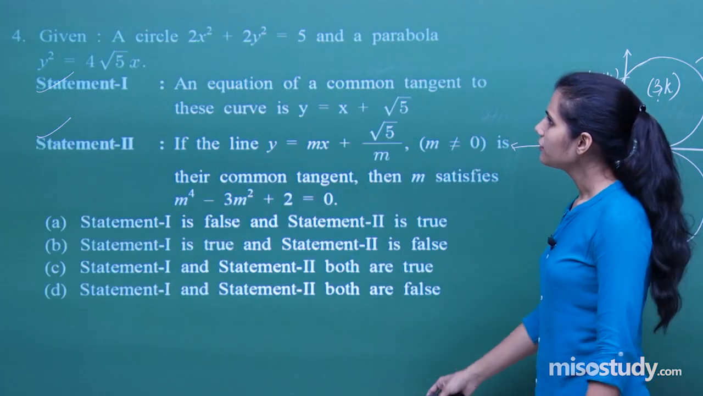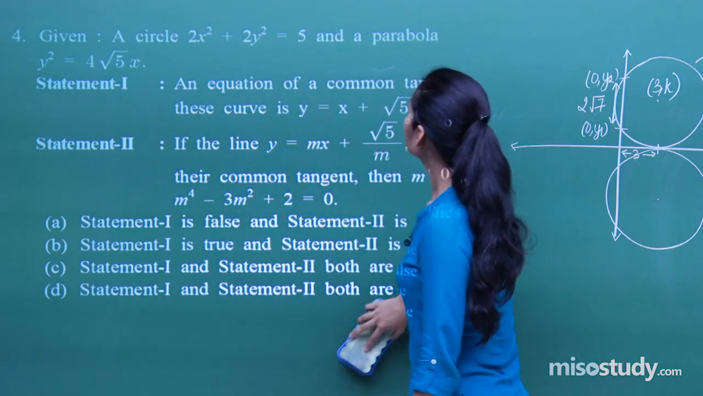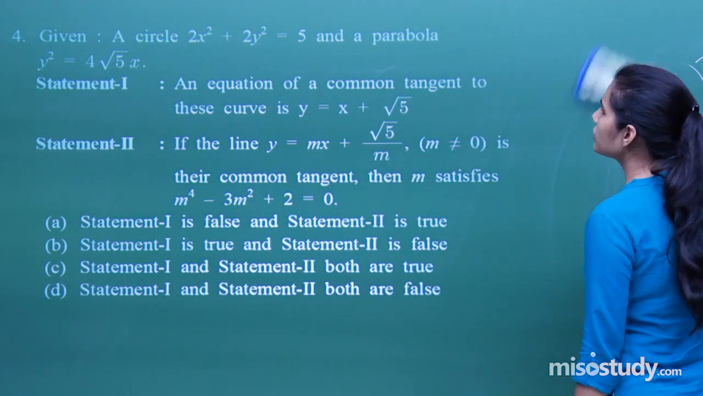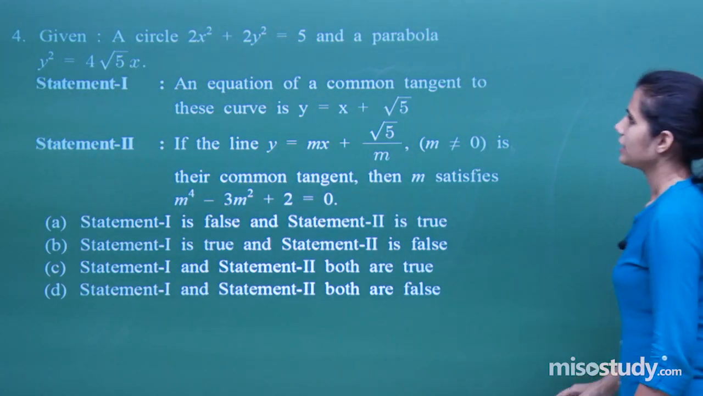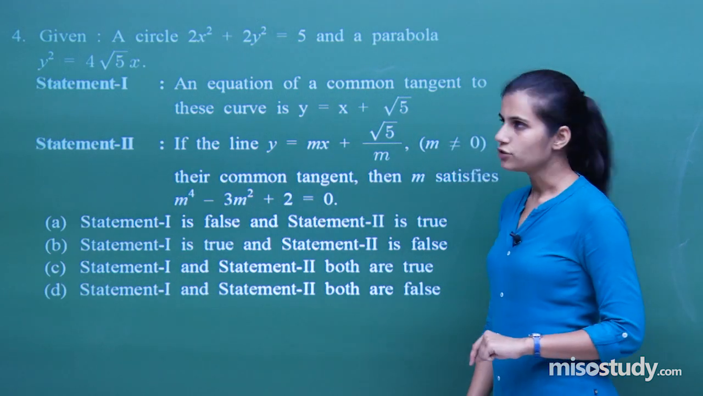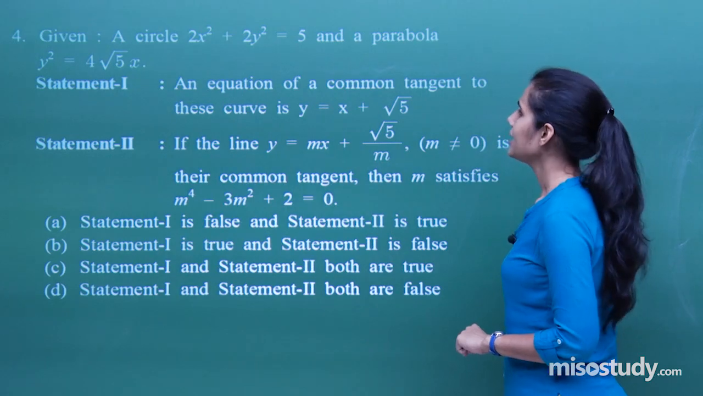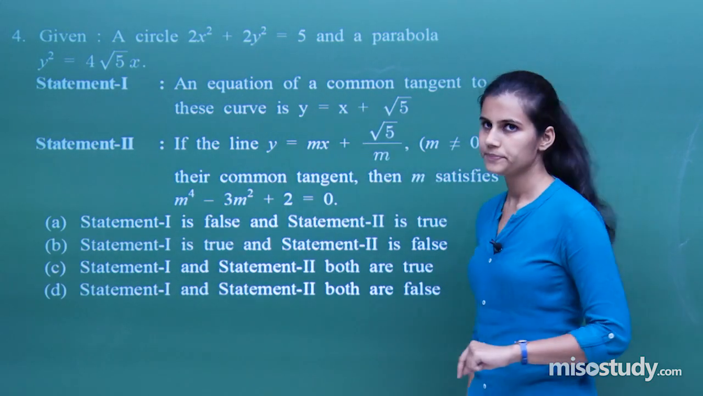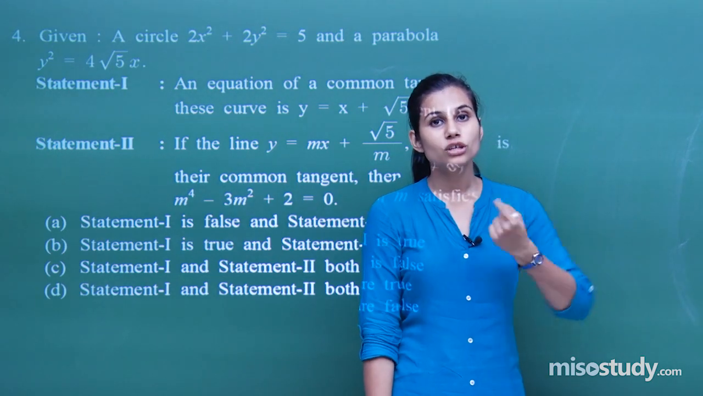Moving on to the next one. So there is a circle given to you and a parabola y square equals 4√5x. So 4ax, the standard form, a is given to you as √5. Talking about tangent is what they are doing. I am saying an equation of a common tangent to this curve is this. So here parabola is given, circle is given, talking about a common tangent.